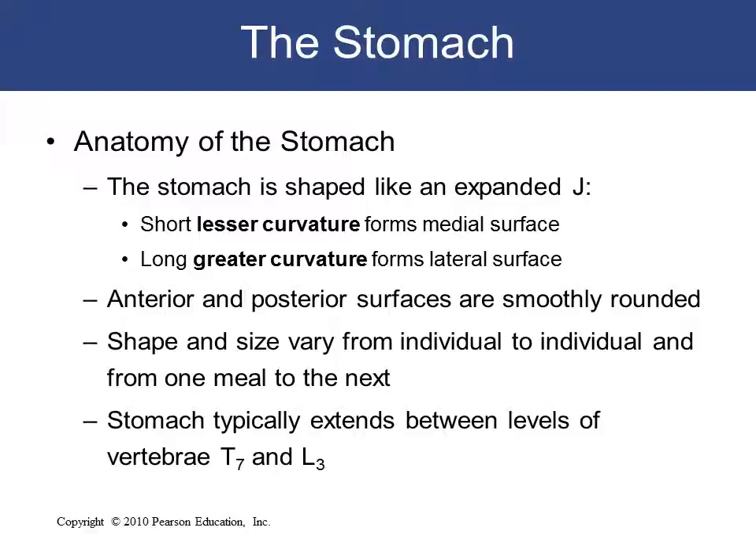The shape and size of the stomach vary from individual to individual and from one meal to the next. And location: it is located partly in the left hypochondriac region, partly in the epigastric region, partly in the umbilical region, and partly in the left lumbar region, and it extends between the levels of vertebra T7 and L3.